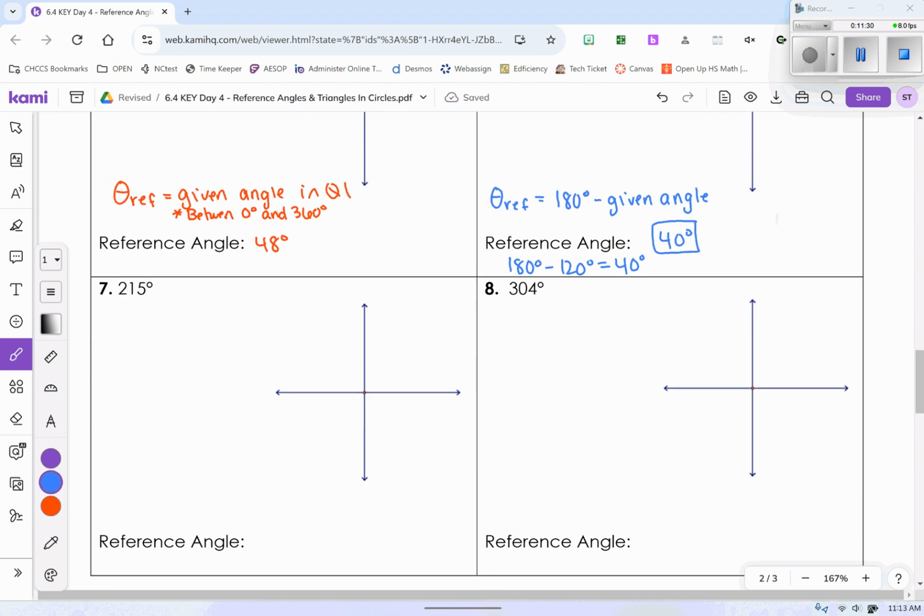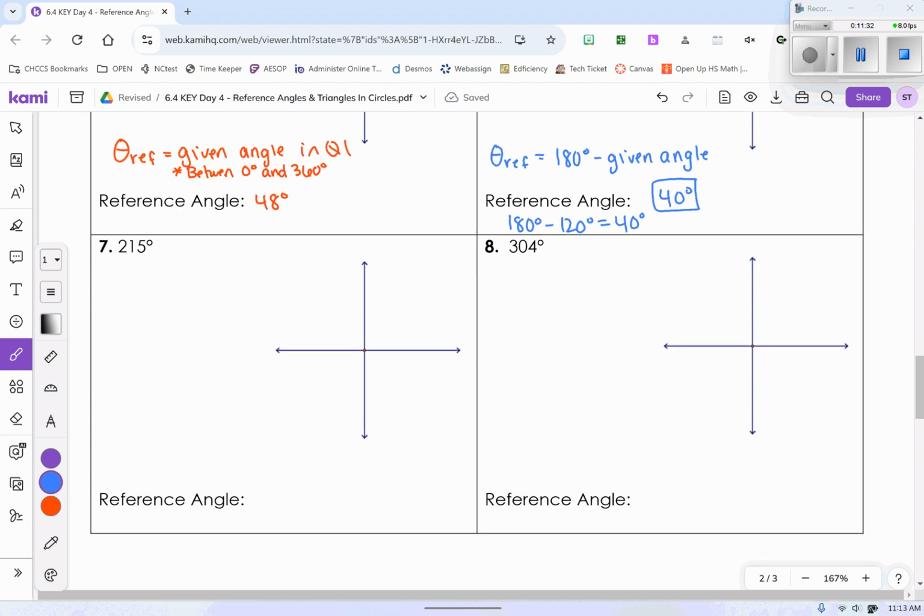So let's go to the next one, 215 degrees. So 215 degrees, now we are in quadrant 3. So 215 degrees is going to be somewhere in here. This would be the angle drawn in standard position. Actually, I'm going to make this larger. So that's 215 degrees. So the reference angle, if I draw a line down to make a right triangle, is going to be this angle right here.